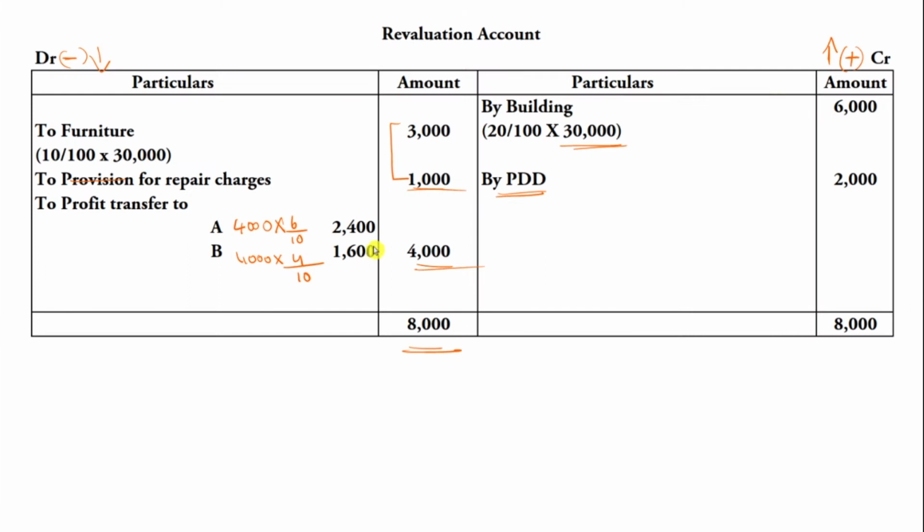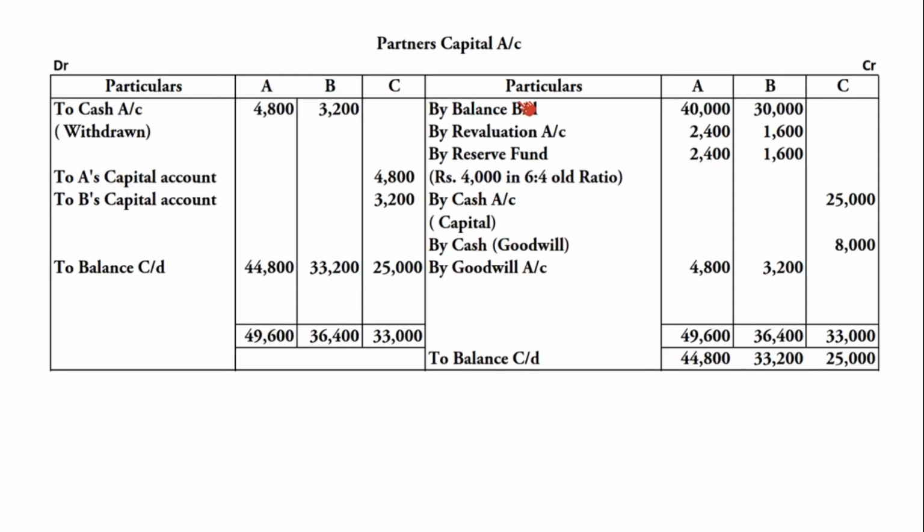That's it. So if you divide based on this, to make it easy, cancel this 0 and this 0. So 400 into 6, 2400, and cancel again the 10 by 10. So now it will become 400 into 4, 1600. So we got a profit of 4000 and we splitted it. These two amounts will be used in the next account. So moving on to the next account, that is the partners' capital account.